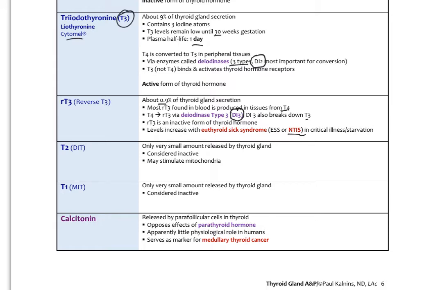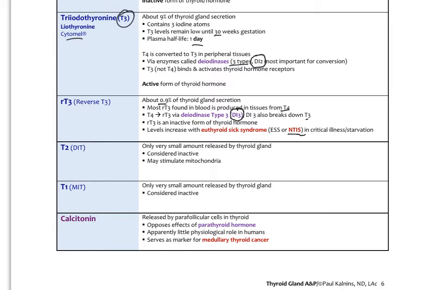I think there are some interesting ratios looking at the T3 to reverse T3 ratio, and that might actually be a more accurate marker of how much active thyroid is available to the cells. So there's some literature looking at that.